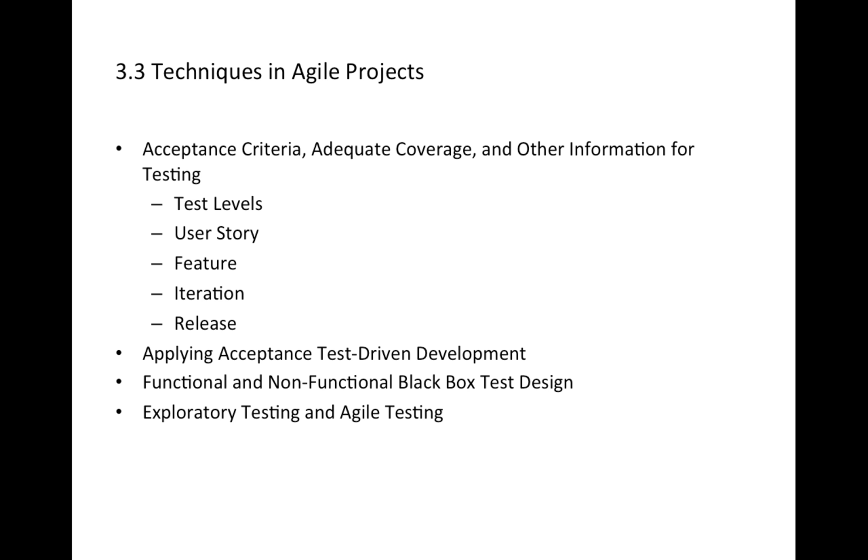Then the iteration. The definition of done for the iteration may include: all features for the iteration are ready and individually tested according to the feature level criteria, integration of all features for the iteration completed and tested, and documentation written, reviewed, and approved. So these are examples for the iteration.